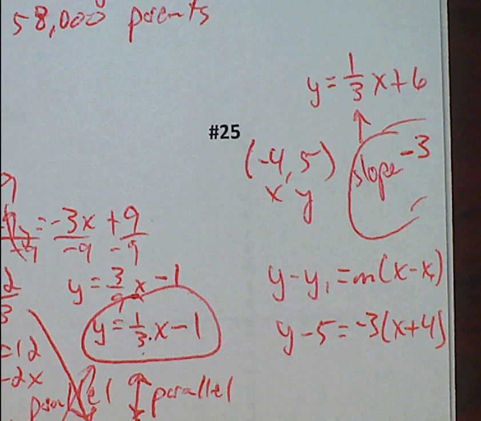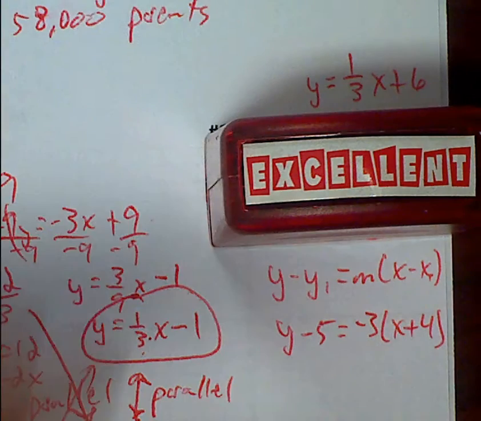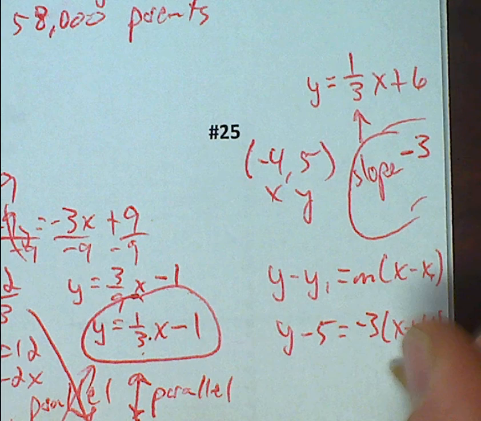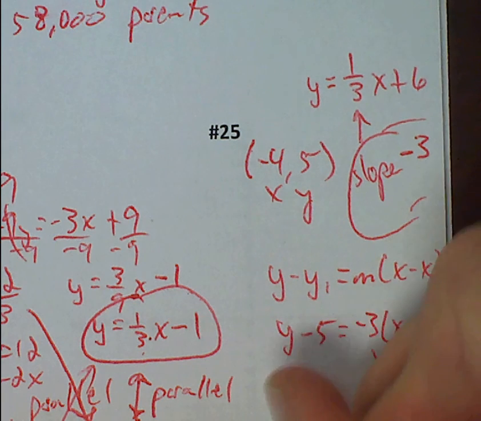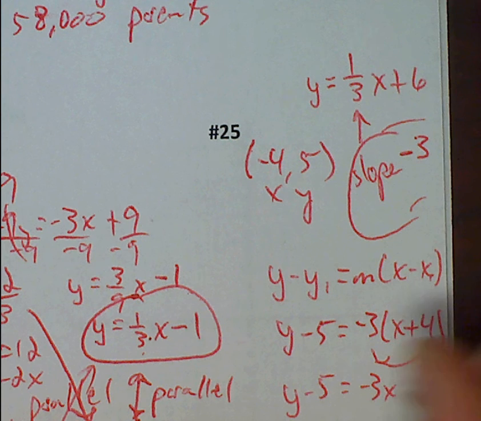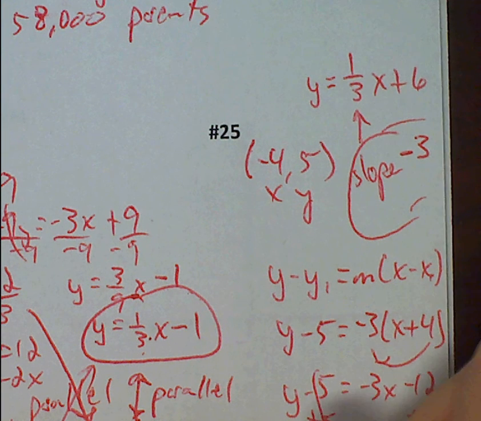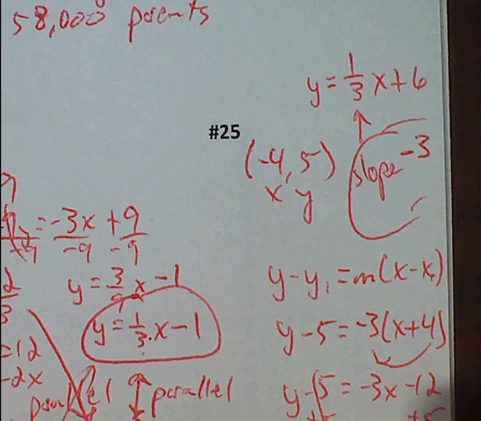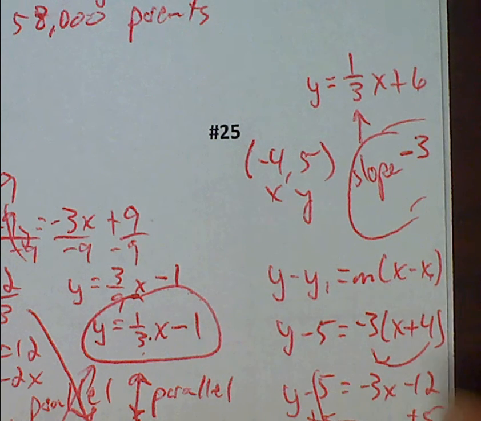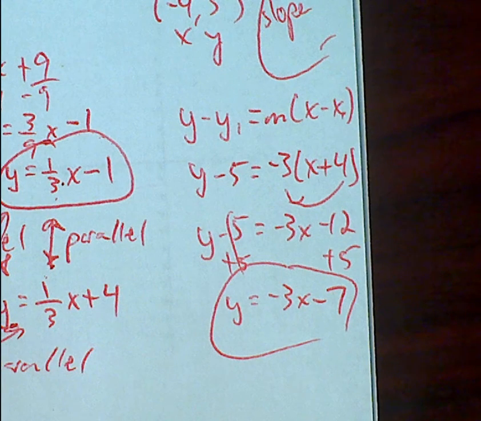Make sure that you tried this before you continue. Distribute the negative 3, y minus 5 equals negative 3x minus 12. Add 5, y equals negative 3x minus 7. That's my final answer. And we are done.